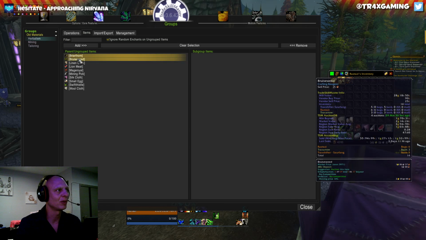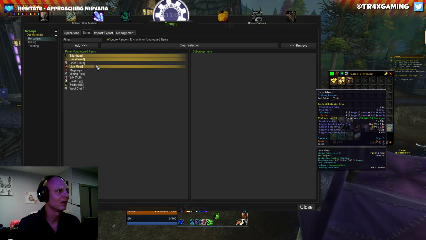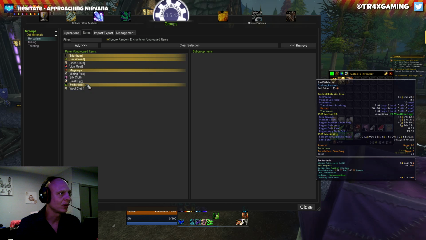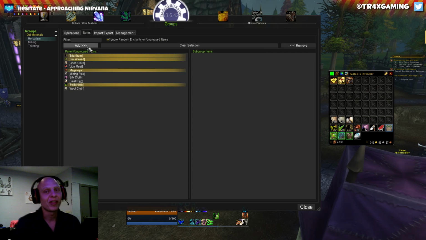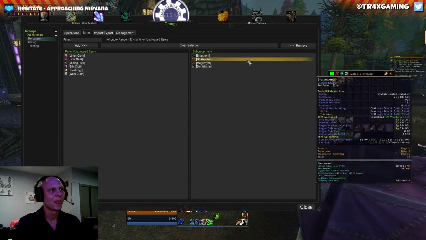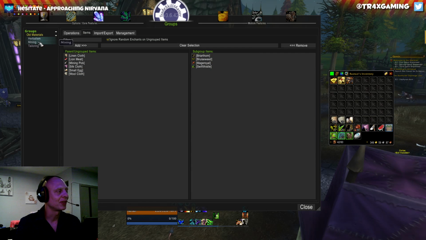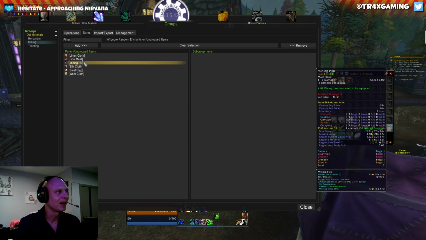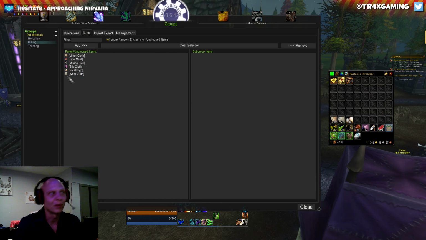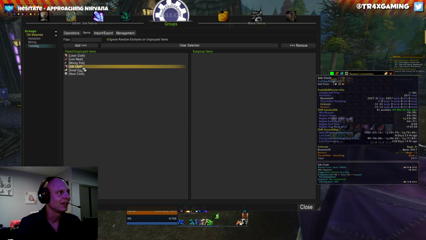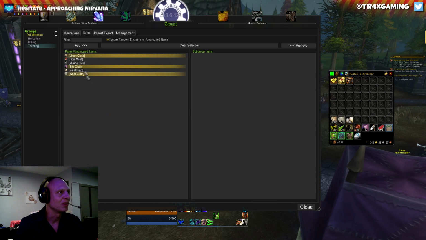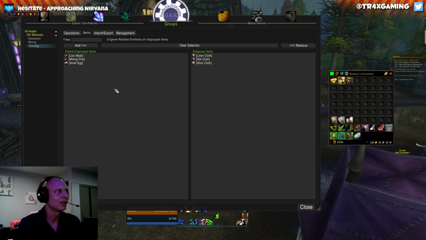We're going to go for herbalism, so I have Briarthorn, Bruiseweed, Mageroyal, Swiftthistle, Fadeleaf. Gonna put these in here. So these are now in the herbalism subgroup. You can do the same thing for mining. I don't have any ore right now. And then the same for tailoring, which is linen cloth, wool cloth, silk cloth.